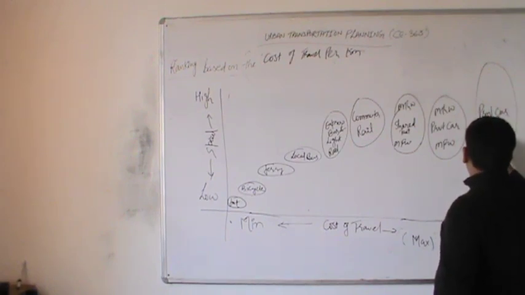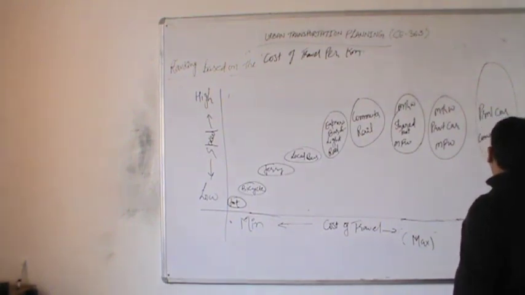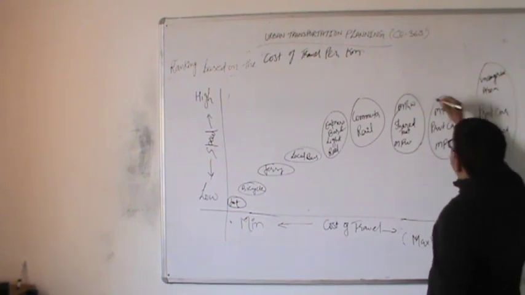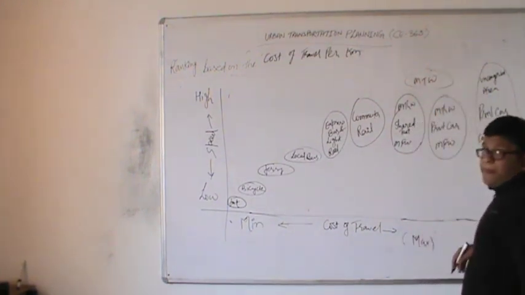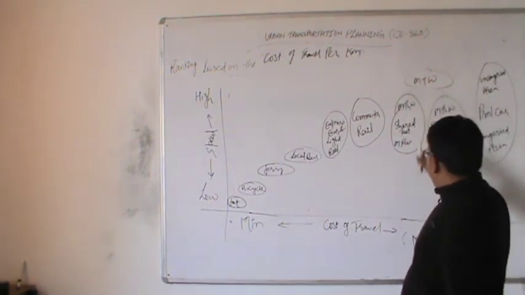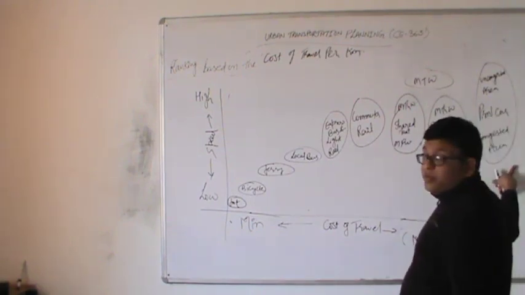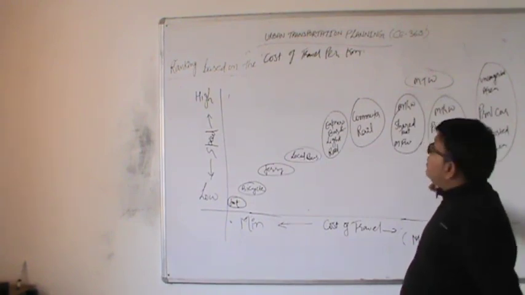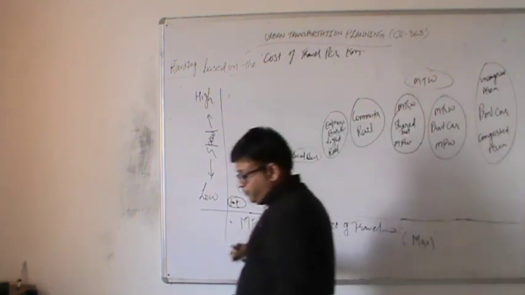This is the congested area. This is the uncongested area. If we take the motorized 2 wheeler, then it will be here. Because here the cost of travel will be shared by 2 people only, but here the cost of travel will be borne by 1 person, whoever is traveling. So this is the ranking of modes based on the cost of travel per kilometer from the user's point of view.